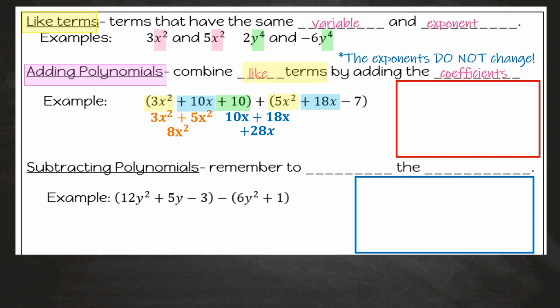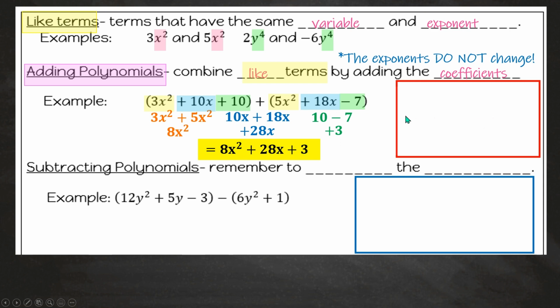Then I have a positive 10 and a negative 7. So to combine those two terms, I'm going to get a positive 3. So put it all together and I get 8x squared plus 28x plus 3. Notice that it is in standard form, meaning my highest variable term to my constant. And I cannot do anything further to simplify this because I do not have any more like terms.